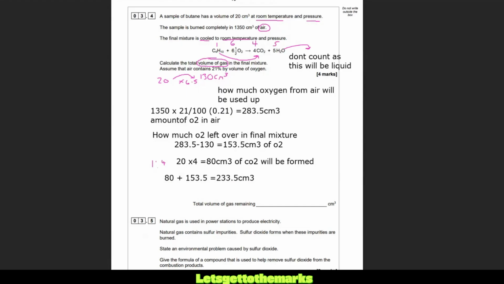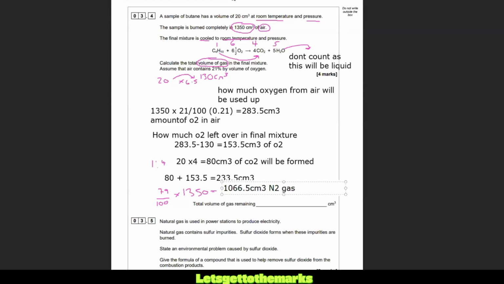But what they've forgotten here is the rest of the air. There's loads of unreacted air. In fact, what's not getting involved? We've got 79%, so 79 over 100 of nitrogen that didn't get involved but is still there. So 79 over 100 times 1350 tells us how much nitrogen is in the air. So we're going to do 0.79 times 1350, and that equals 1066.5 centimeter cubed of nitrogen gas.